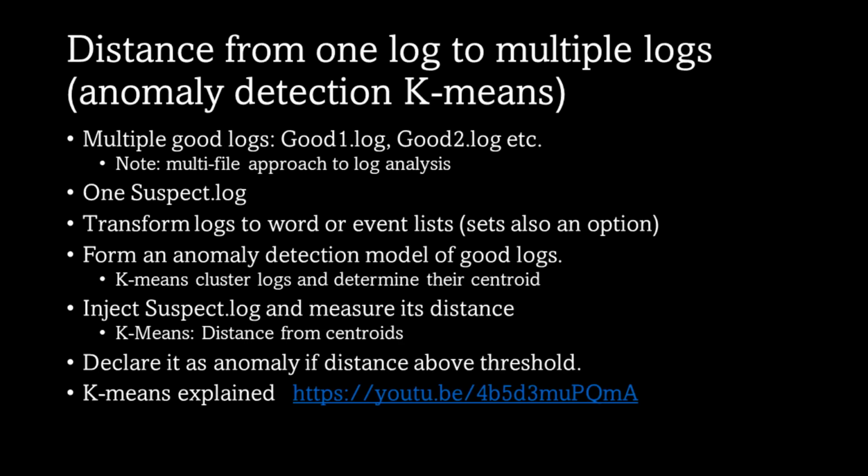Here, we outline an approach for anomaly detection by comparing one log file to multiple reference logs using k-means clustering. Consider a set of logs representing normal behavior, such as good1 log and good2 log, alongside a single log suspected of containing anomalies, suspect log. This method uses clustering to determine whether the suspect log deviates from the normal operations.